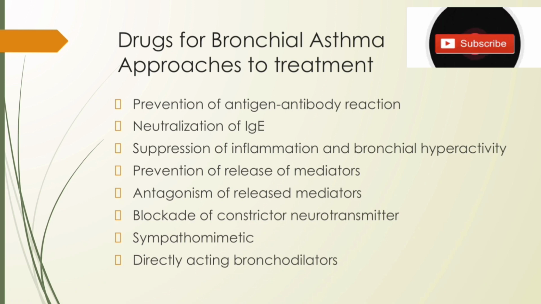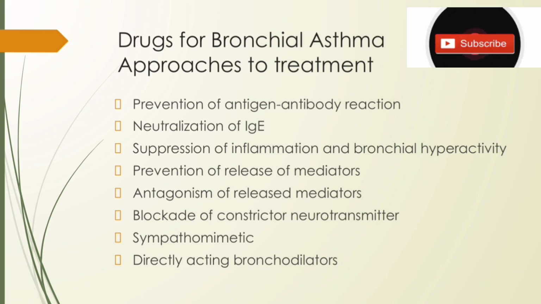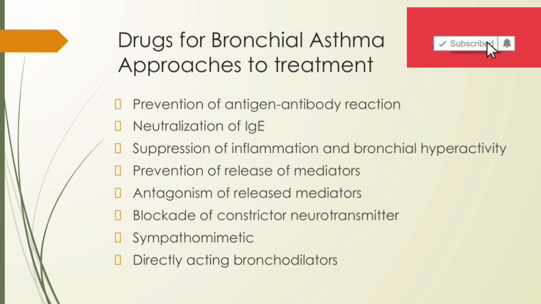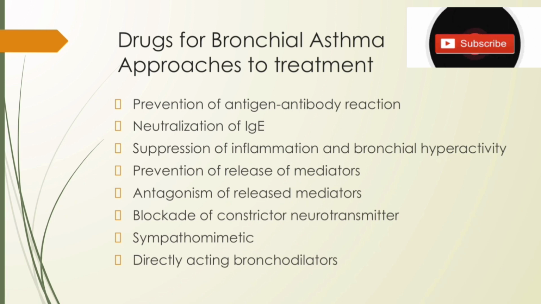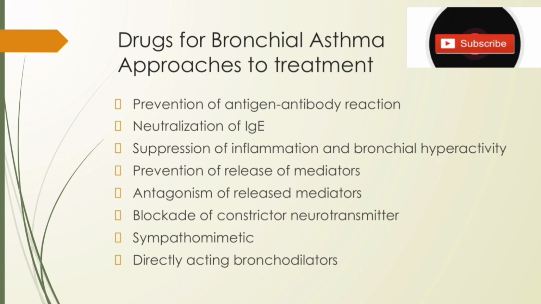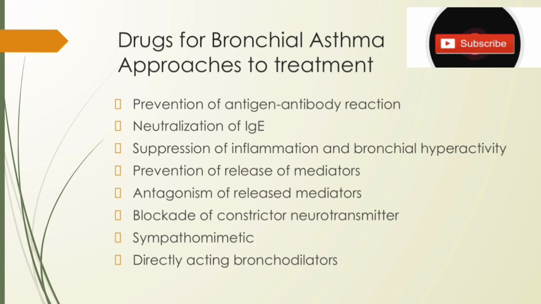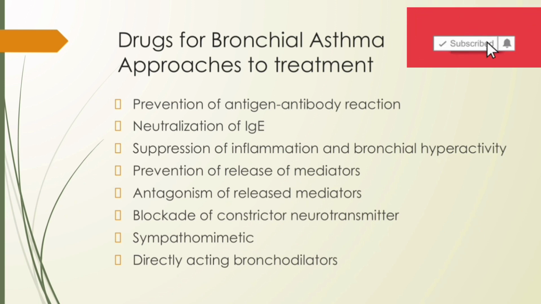Then fifth is antagonism of released mediators. Here we will see the leukotriene antagonists, antihistamines, and PAF antagonists. Then sixth is blockade of constrictor neurotransmitter. In this class we'll see the anticholinergics. Then seventh is mimicking dilator neurotransmitter. We can simply call it sympathomimetics. That also we'll see. Then the eighth one is the directly acting bronchodilators. In this we will see the methylxanthines.